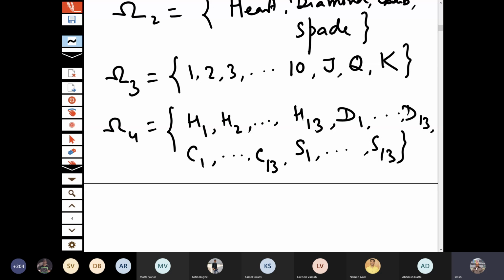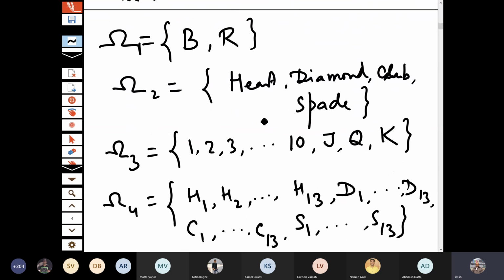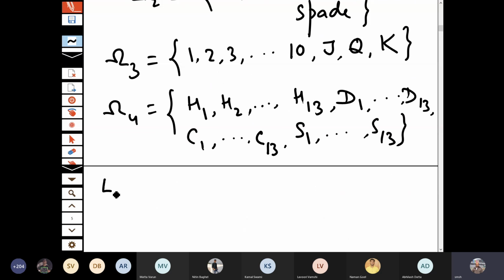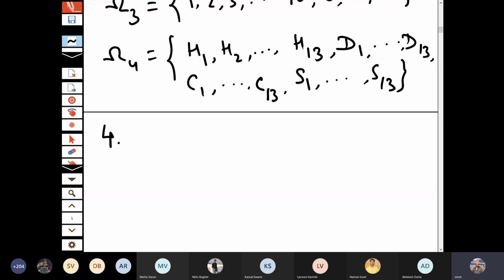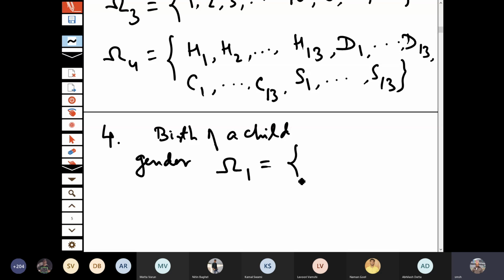Let us go to a little bit more practical examples. These are the examples which were there when the gambling games were there. Let us look at other things. So for example, suppose I am looking at birth of a child, and then I look at the gender. If I am interested in gender, then it is a boy or a girl.